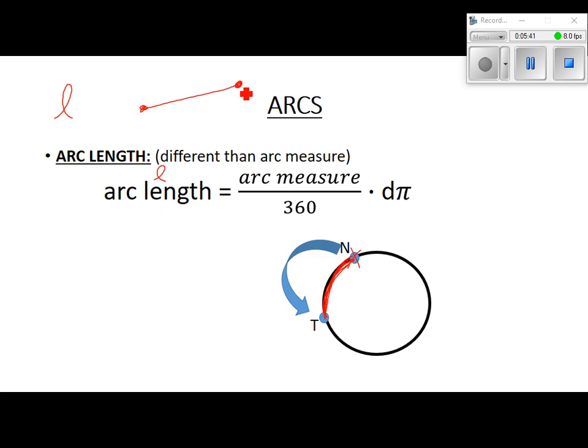With that curve, what we do is we take the arc measure, so whatever the measure of this arc is, maybe it's 100 degrees or whatever the measure of that certain arc is, divided by 360, times the diameter of the circle, and then times pi.